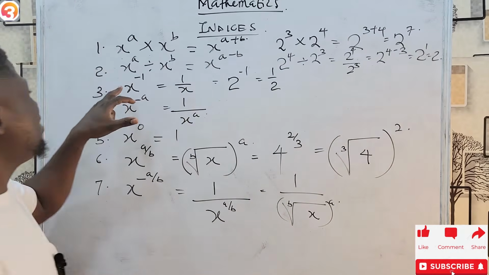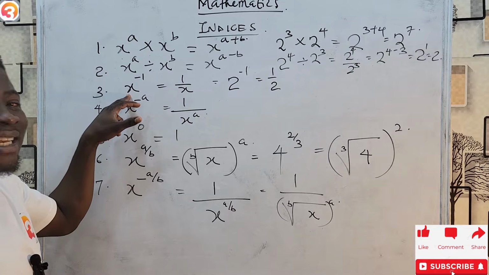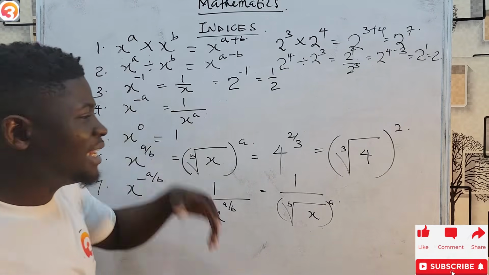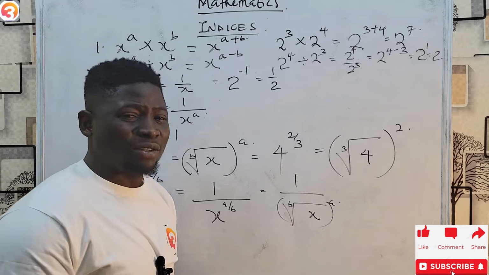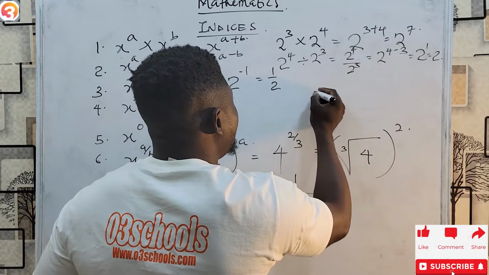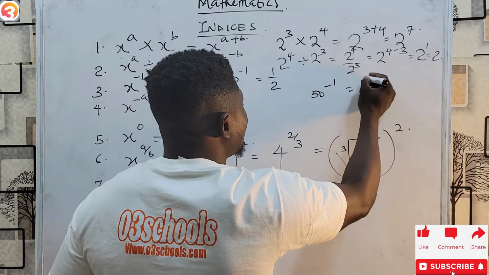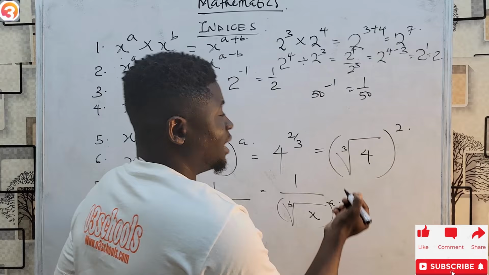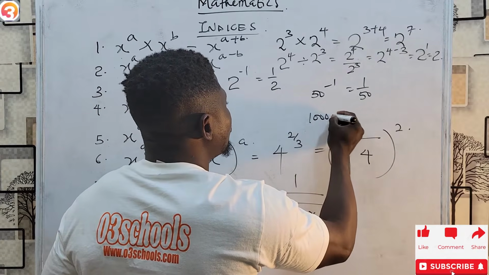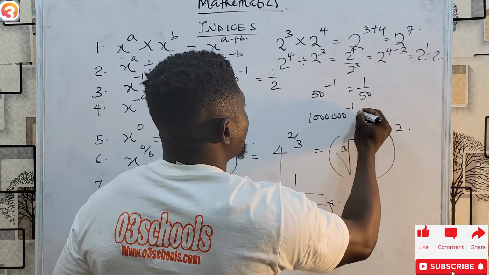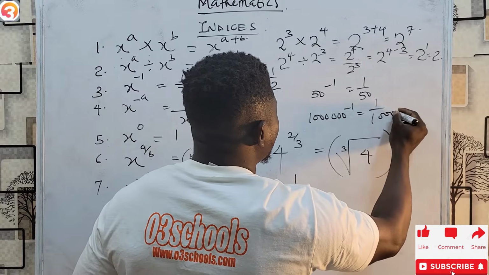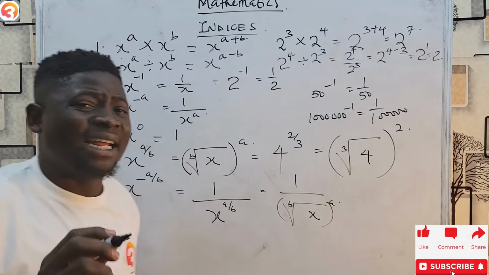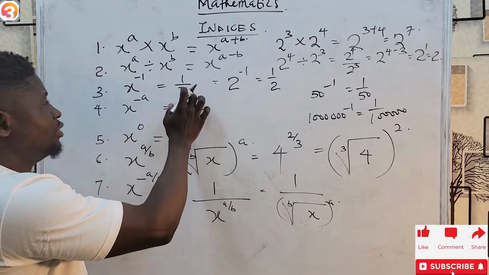Then of course, if you have x raised to the power minus 1, it's the same thing as the inverse. Anything raised to the power minus 1 means the inverse of that thing. If they say 50 raised to the power minus 1, it's the same as 1 over 50. Even 1 million raised to the power minus 1 is equal to 1 over 1 million. So that is the law for this third one.